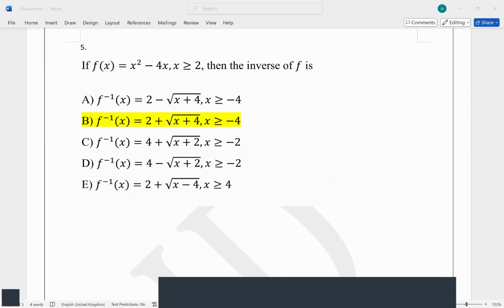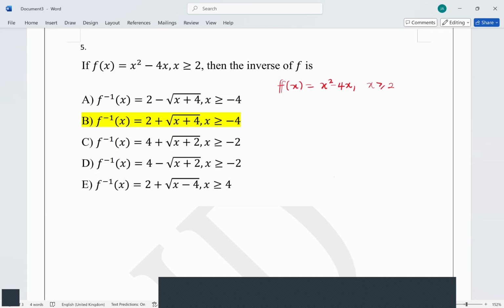So question number 5, we were given f of x is equal to x squared minus 4x, and x is greater than or equal to 2. So what do we want to do? We want to find the inverse of f. So it's going to be the same procedure. You just let f of x be x squared minus 4x, and x is greater than or equal to 2.